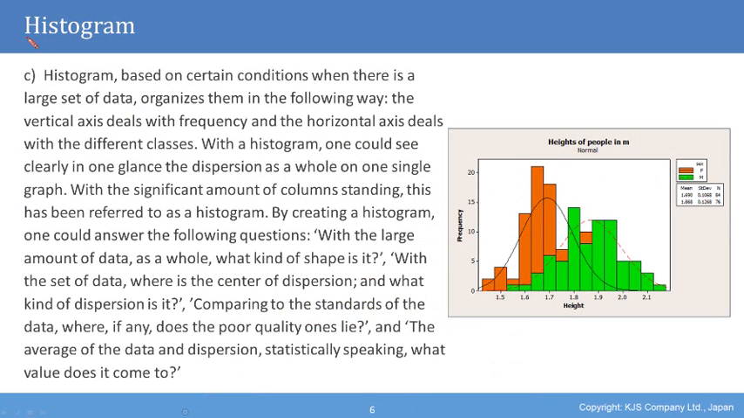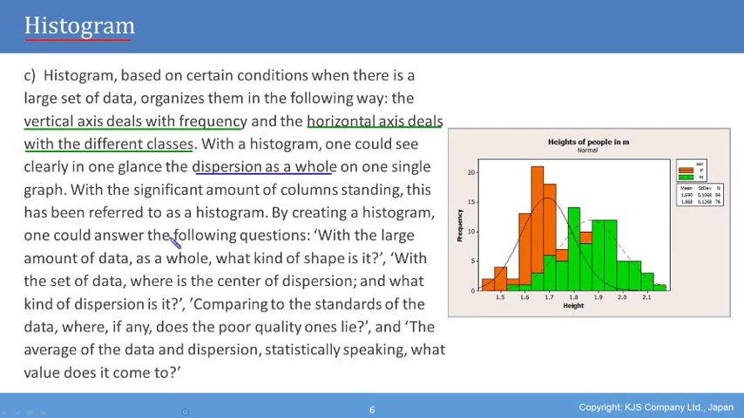Option C describes a histogram. Histograms, based on certain conditions when there is a large set of data, organize them in the following way. The vertical axis deals with frequency, and the horizontal axis deals with the different classes. With a histogram, one can see clearly at one glance the dispersion as a whole on one single graph. With this significant amount of columns standing, this has been referred to as a histogram.